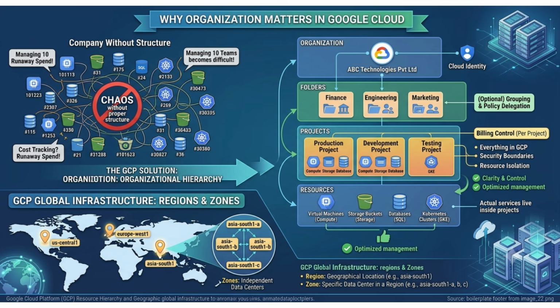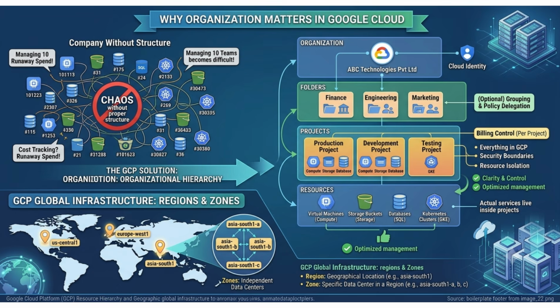Google Cloud Resource Hierarchy. The hierarchy looks like: organization, folders, projects, resources. Organization is the topmost level, usually created through Google Workspace. Example: ABC Technologies Private Limited. This represents the entire company. Folders help group resources. Examples: Finance Department, Engineering Department, Marketing Department. Folders are optional.